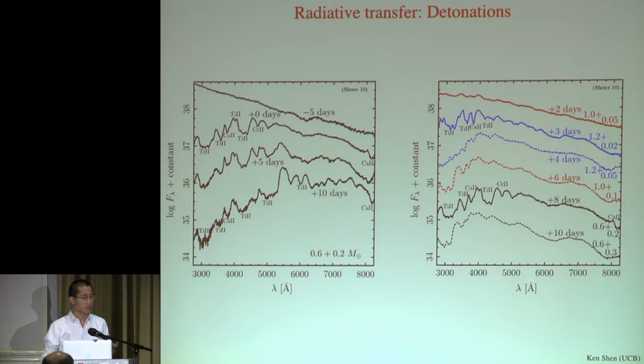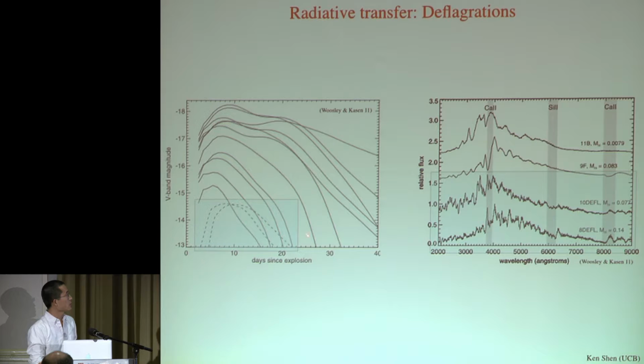For the deflagration case, as I mentioned before, so these are the dashed lines in Stan and Dan's work, they don't evolve quite as rapidly as you might expect because the ejecta velocities are lower. Okay, there's less radioactivity produced, and so they're not quite as bright. And the lower ejecta velocities are also reflected in the narrower lines.